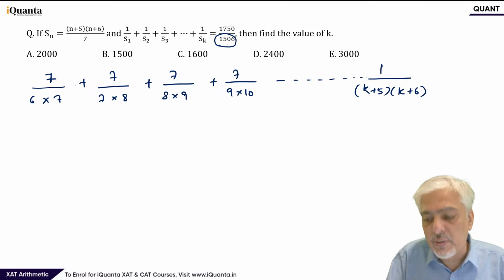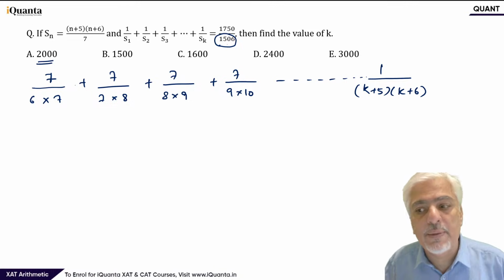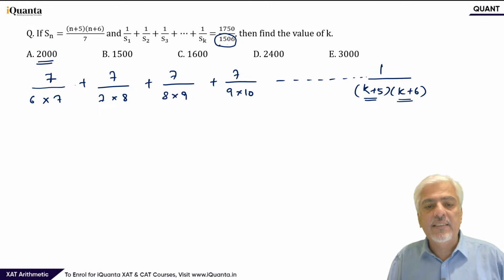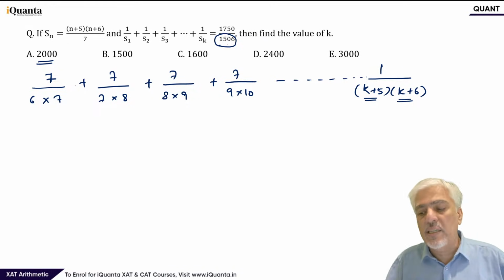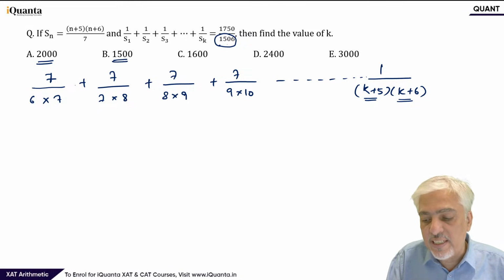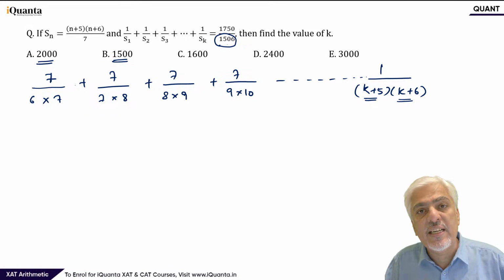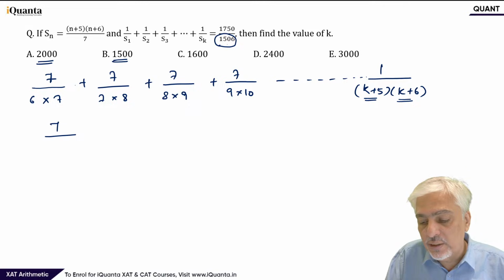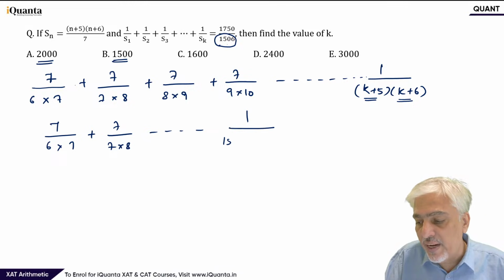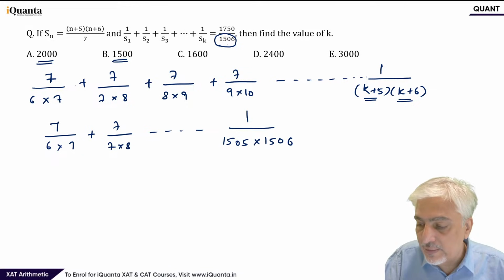Now use options. Suppose I use the first option, 2000. Then here a 2005 will come, and a 2006 will come. 2006 will not work to give you 1506. So I would use 1500 now. Let's check what happens, because 1500 I can see clearly. So 7 upon 6 into 7 plus 7 upon 7 into 8, and so on. This will become 1505 into 1506.